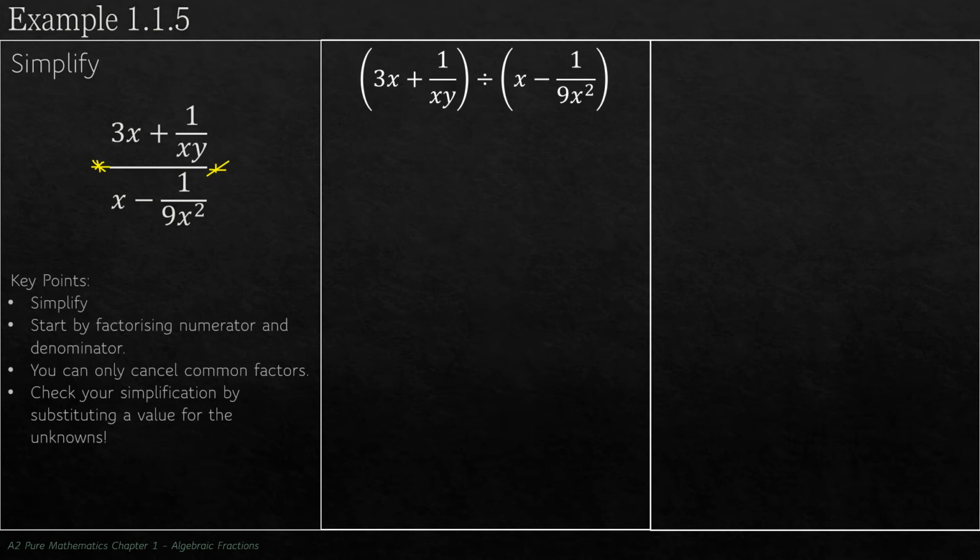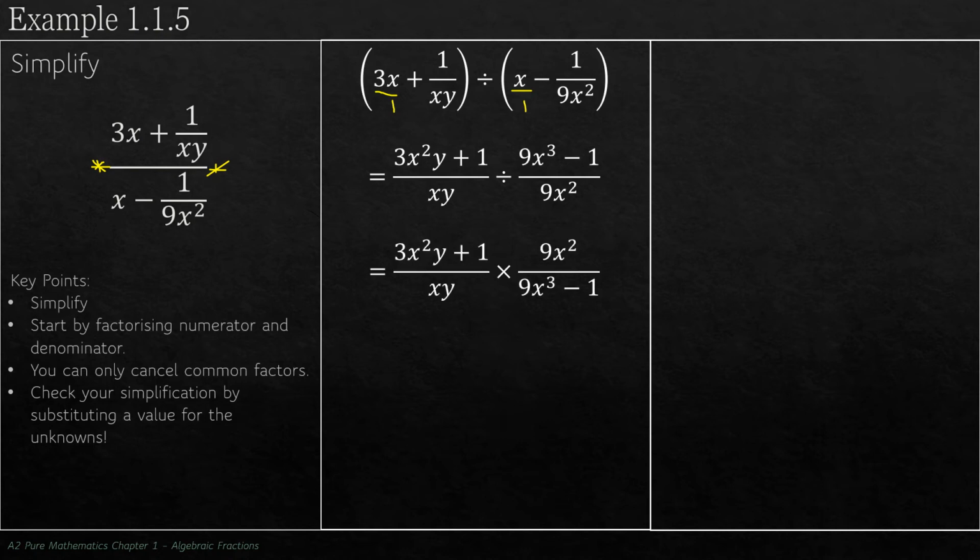You should be able to look at this and say, right, well, that is over 1. Therefore, I need to multiply numerator and denominator by xy. This is over 1. Multiply numerator and denominator by 9x squared. And we get this here. I've then got divide in the middle, so we're going to change that to multiply, and we're going to do the reciprocal of this second fraction. And then you want to multiply.